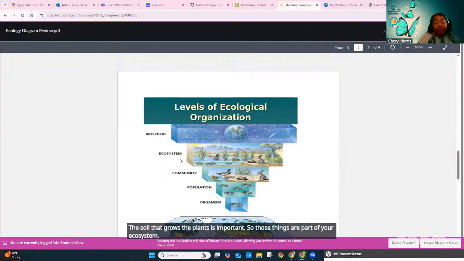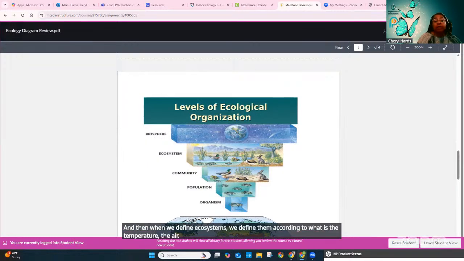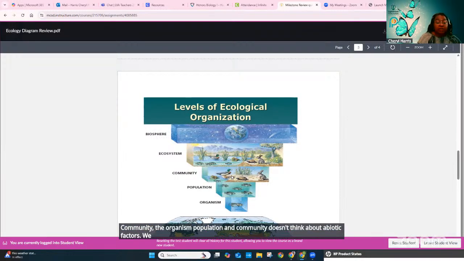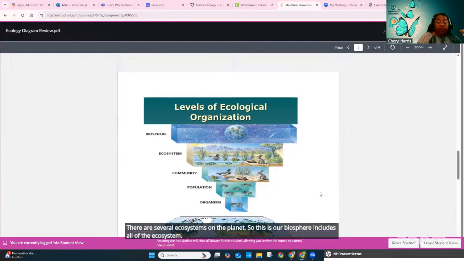And then when we define ecosystems, we define them according to the temperature of the air and how much water we have. We're going to look at that in a minute. But note again, the organism, population and community levels don't think about abiotic factors. We're just looking at the living things in a given area. There are several ecosystems on the planet. So this is our biosphere, which includes all of the ecosystems.